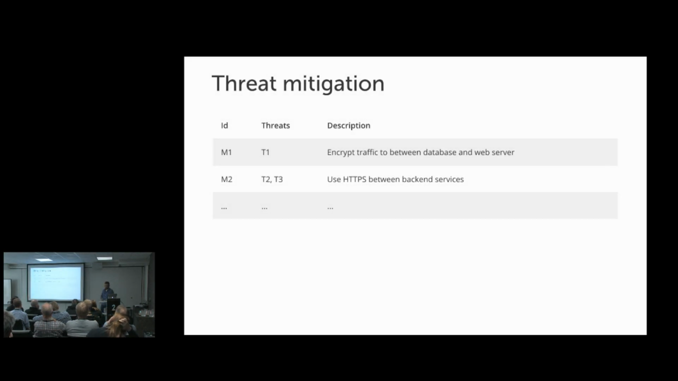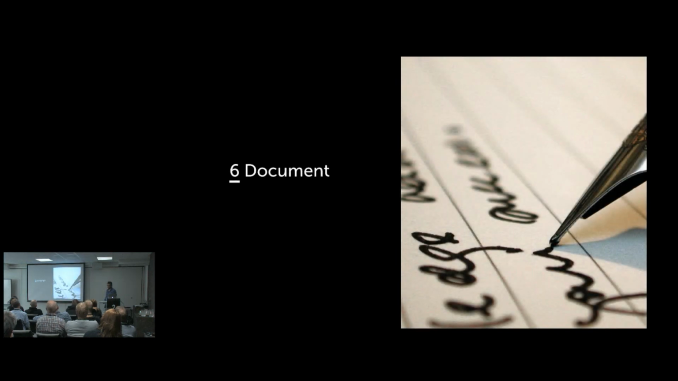So we want to figure out which mitigations we have and document those as well. And you can see here I have one mitigation that covers 2 threats. And this is very common. This is why I'm splitting between this is the threat and this is the mitigation. It's because, well, sometimes we can fix many threats with just one single thing. The end result of this is that we need to document this somehow.